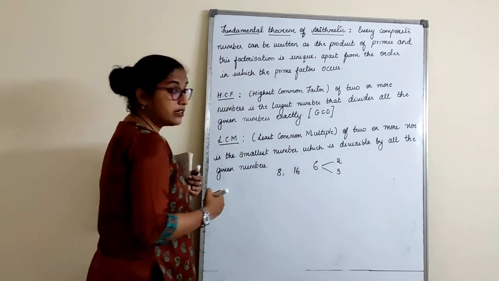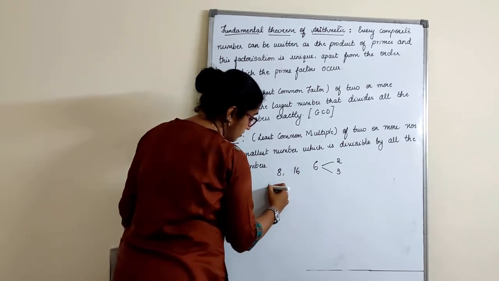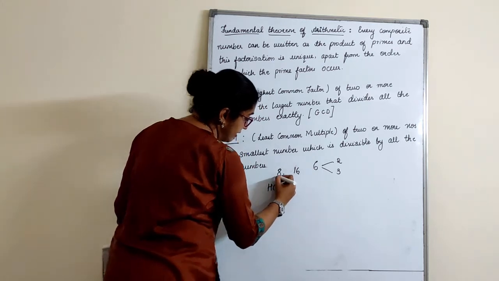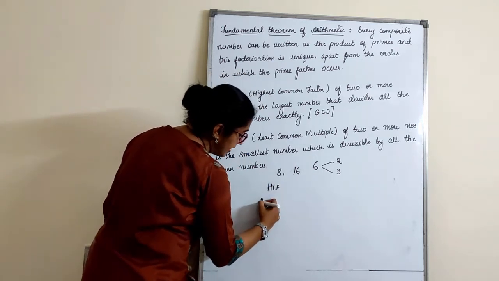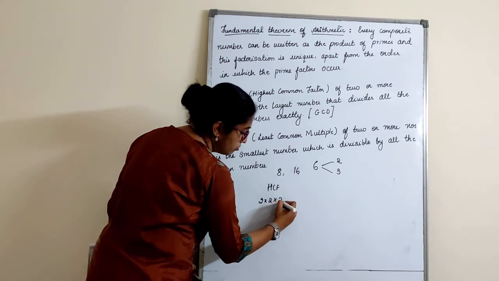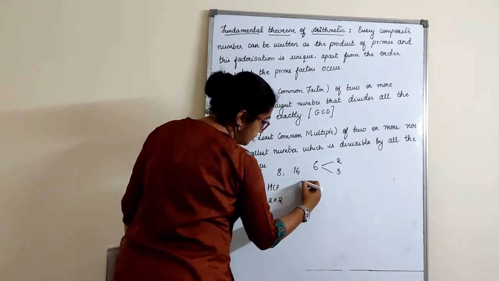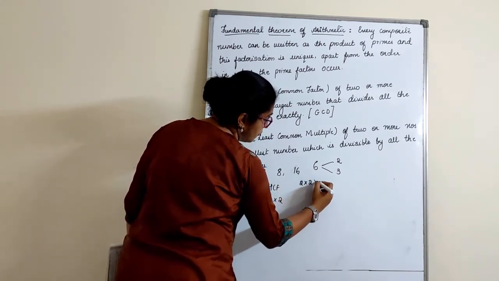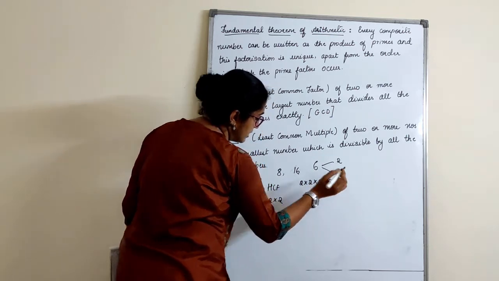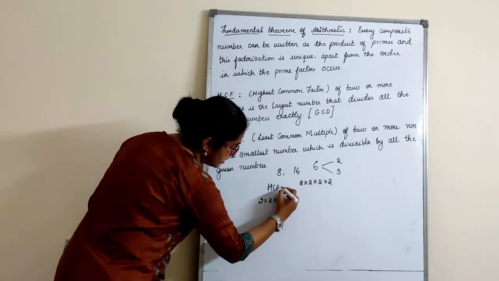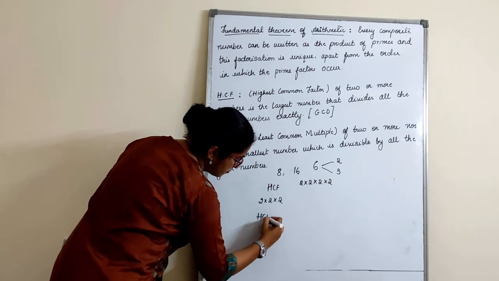Suppose I give you 8 and 16. So here HCF is what? When I try to find it, for 8 we get 2 into 2 into 2. So I want to write the factors of this: 2 2s are 4, 4 2s are 8, 8 2s are 16. So HCF is of course 8.